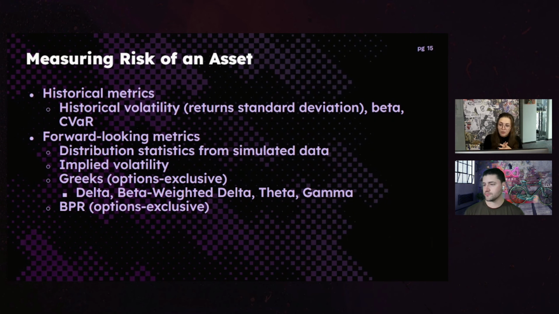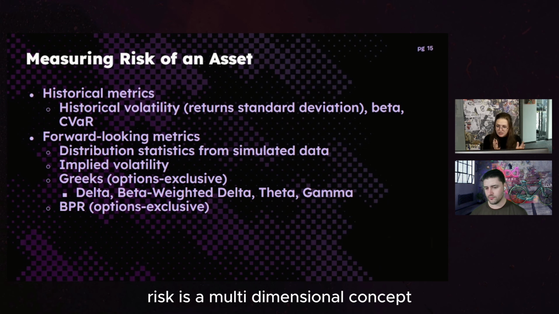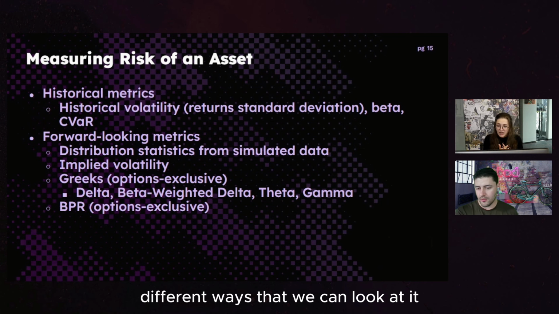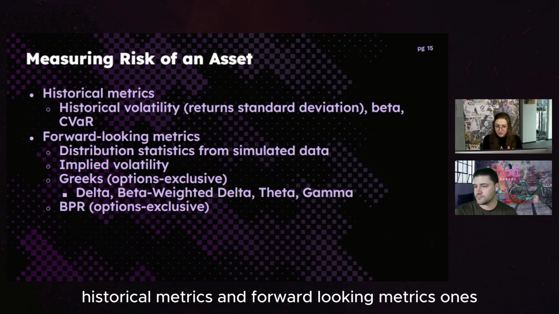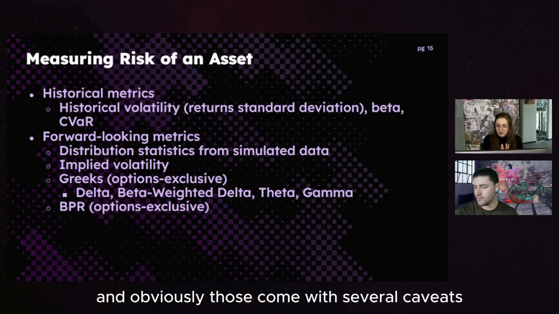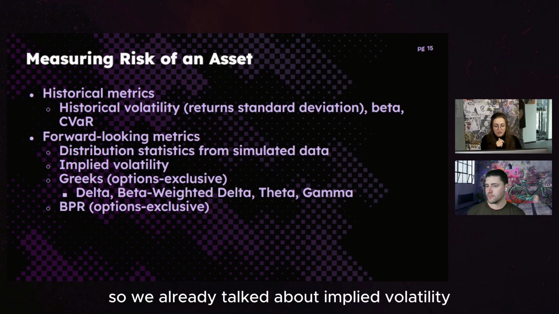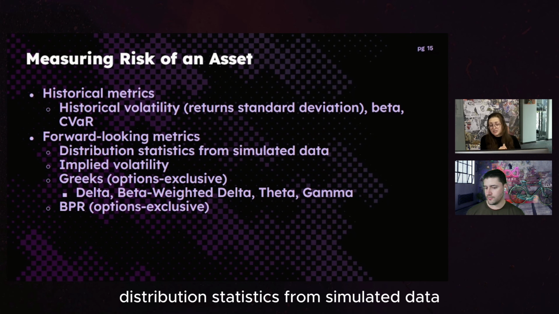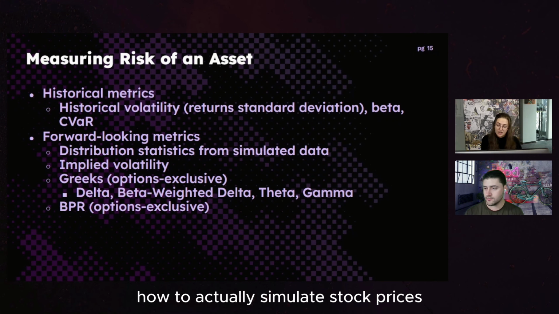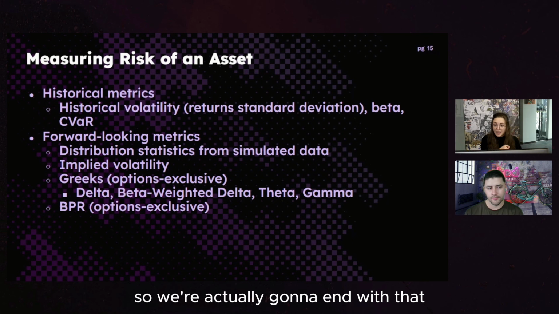Just to recap the outline of what this whole series is trying to do, risk is a multi-dimensional concept, and so there's really two different ways that we can look at it, which are historical metrics and forward-looking metrics. The historical ones are based on previous price data, and obviously those come with several caveats. And then forward-looking metrics, which we've already talked about some. So we already talked about implied volatility, distribution statistics from simulated data. I wanted to talk in much more depth about how to actually simulate stock prices and how to actually do financial simulations. That's a topic that I find very interesting. So we're actually going to end with that.